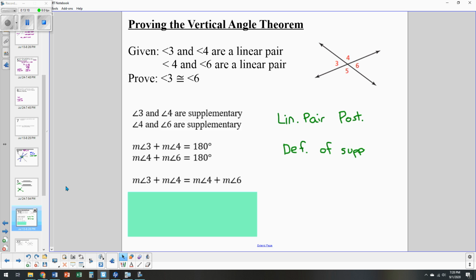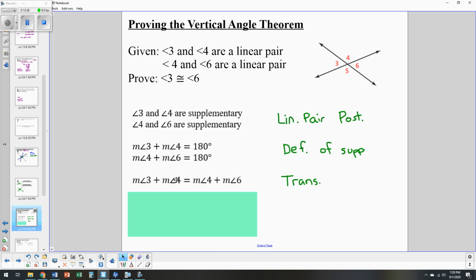So this is a term that we haven't learned yet. We're going to learn it in Chapter 2, but it's called transitive. But for right now, as long as we understand that when these two things both equaled 180, they now equal each other, that's okay.